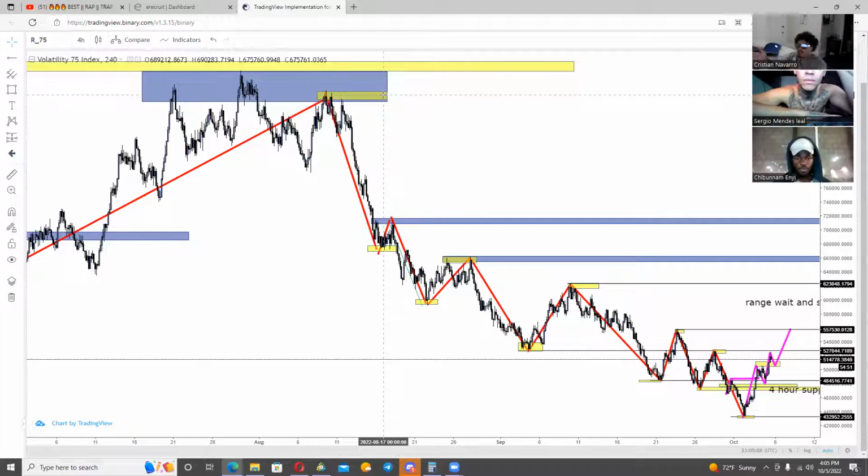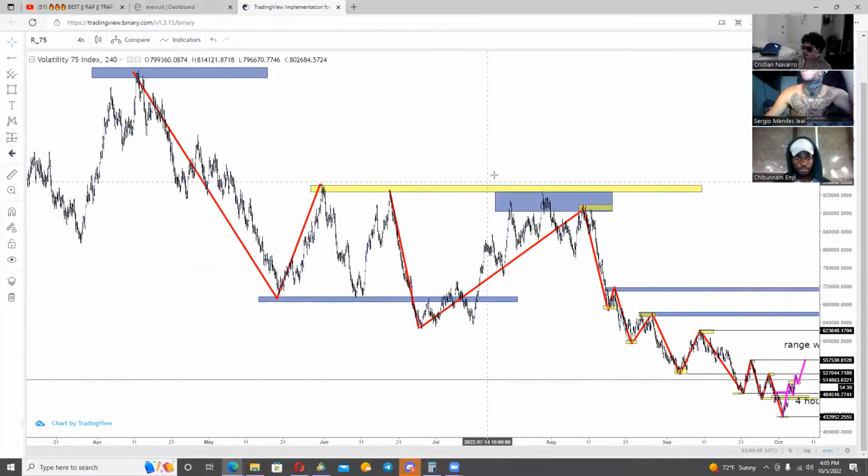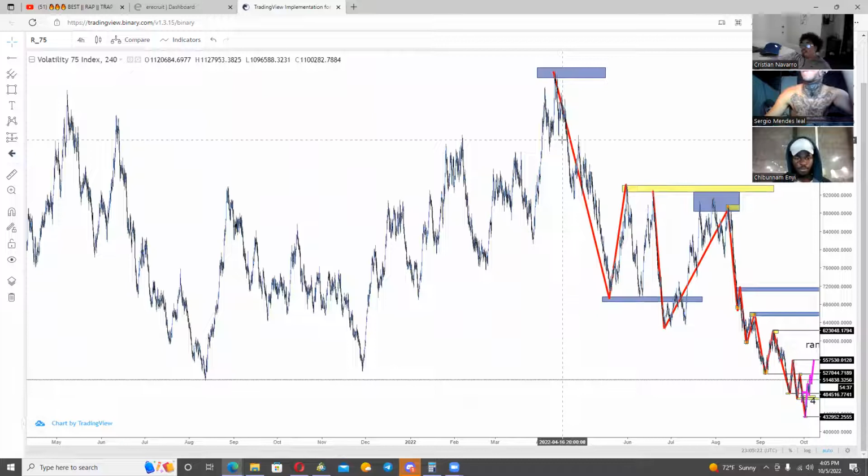You don't have to focus on every single candle. There's wicks involved, and if you focus too much on the wicks and the candles and you're zoomed in close up, you're going to forget about the bigger picture. So you want to zoom your screen out all the way and see where the market's coming from.